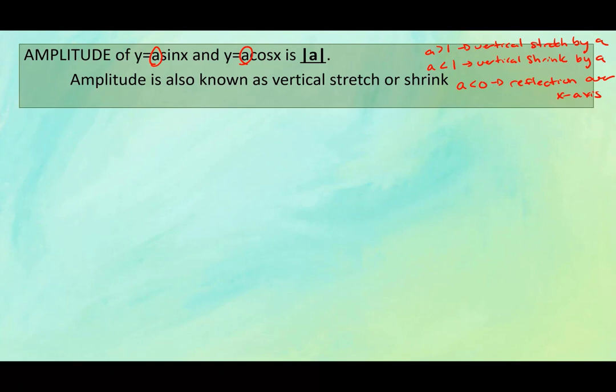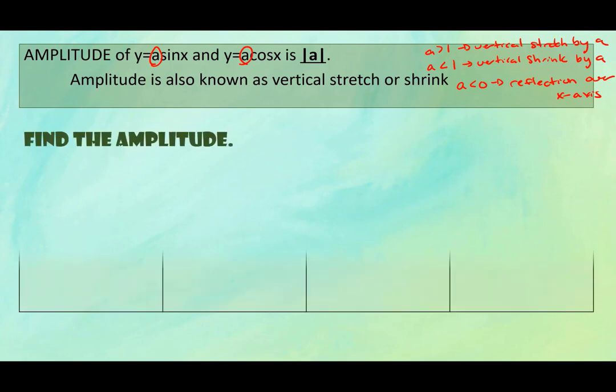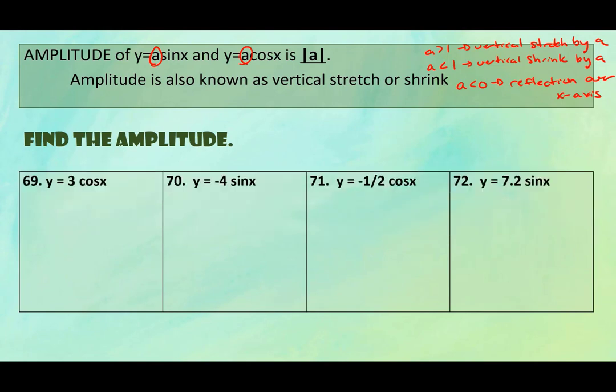So you could write this down here just to remind yourself, but I believe it's at the end of your notes as well. So what we're going to do is a couple examples, and the kids love these examples because I promise you they're not that hard. We're going to find the amplitude here. So we have y is equal to 3 cosine of x. Well, the amplitude is just the absolute value of A, and in this case, A is 3. So we have the absolute value of 3, which is 3. So the amplitude for 69 is 3.